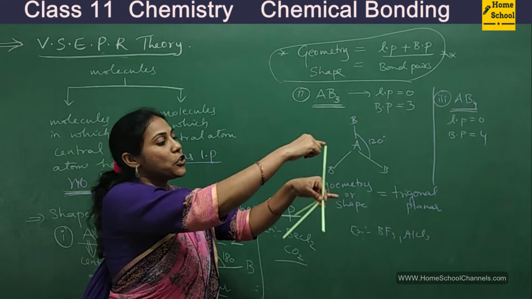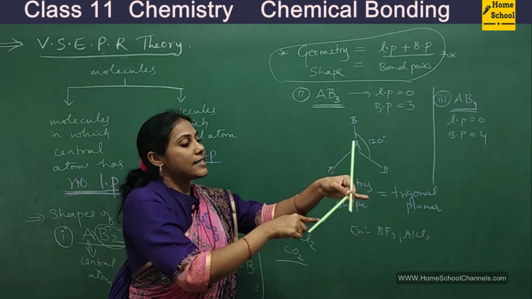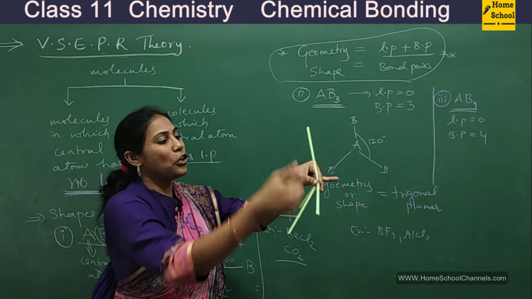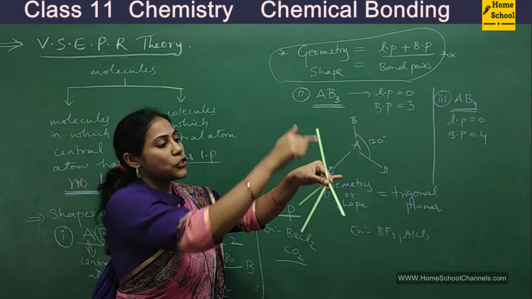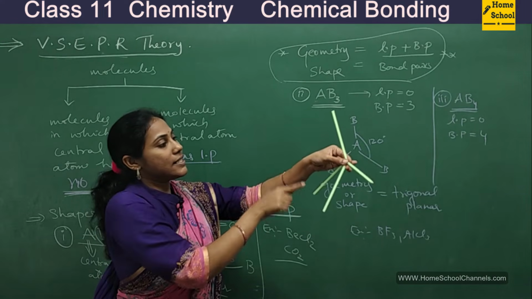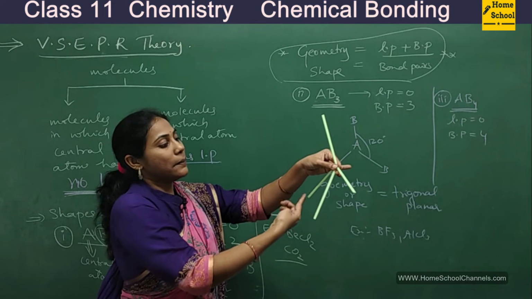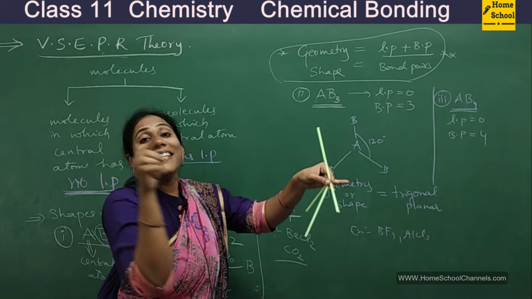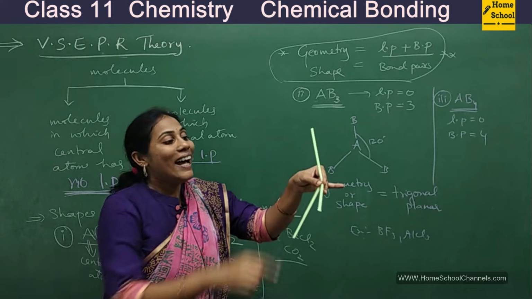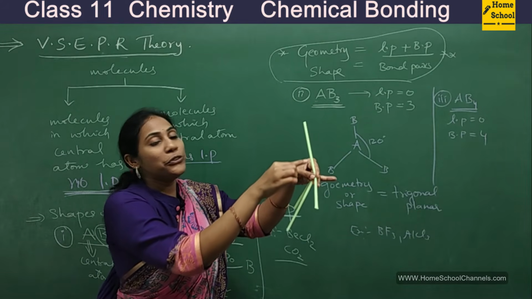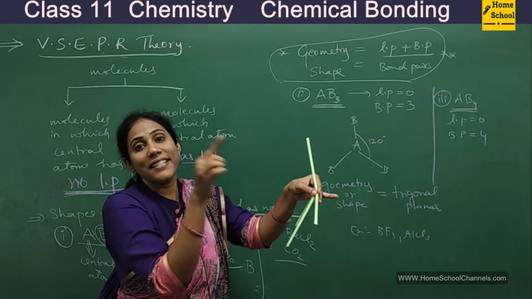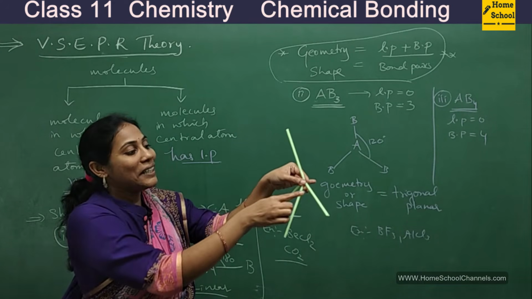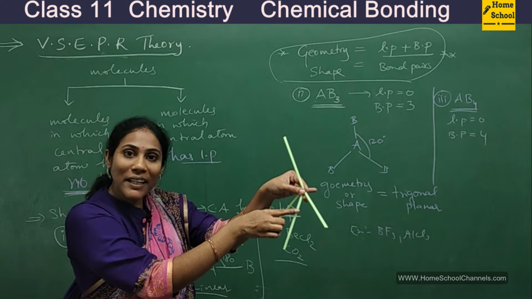Say for example, if I join this with this with this, and at the bottom if I give a triangular platform, what shape do you call this? I join this straw with this with this with this. So at the bottom I join all the 3. So it makes a triangular platform. So the shape is tetrahedral. Okay, and the angle between the two bonds is 109.5 degrees.